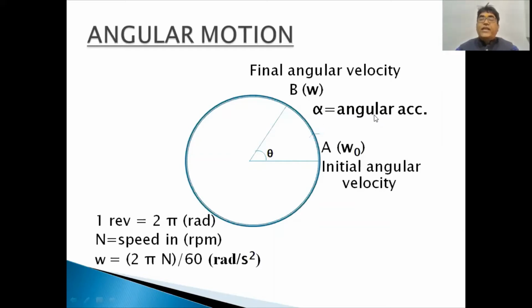And alpha is the angular acceleration, that is, from point A to point B, the change in angular velocity with respect to time. t is the time here. Here some important notes should be noted. One revolution consists of 2 pi radians, that is 360 degrees. Radian is one of the units of angular measurement, that is angle, and n is the speed in rpm of any angular motion. For example, for a shaft, the angular velocity of the shaft will be 2 pi n upon 60, and its unit will be radians per second.